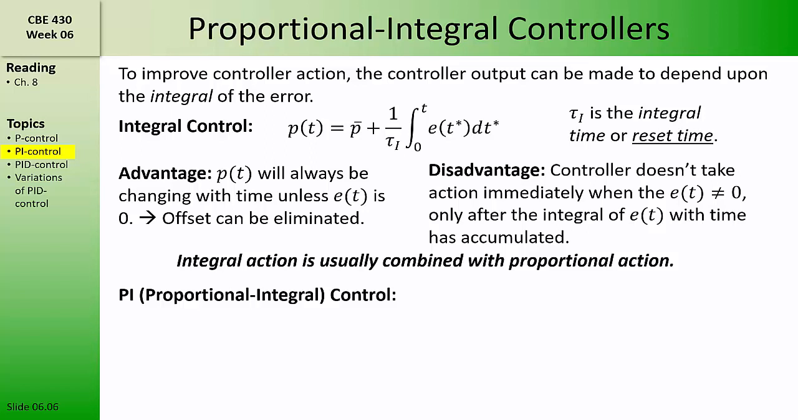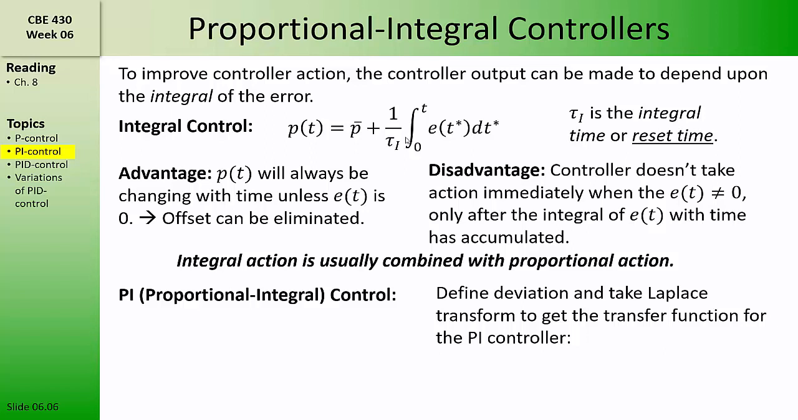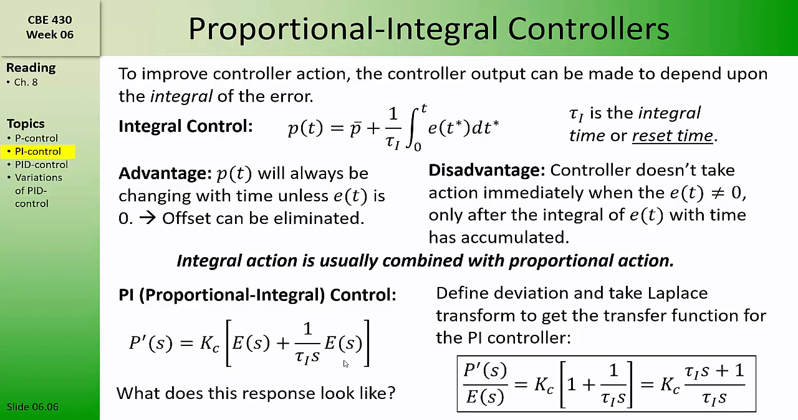We combine proportional and integral control by adding a proportional element to an integral controller in the time domain. To find out what this looks like in the Laplace domain, we'll find the transfer function for the PI controller, or the proportional integral controller. We first define deviation variables, and then we take the Laplace transform of the PI controller equation, which has a proportional component and an integral component. We then factor out the error signal and divide by the error signal to derive the transfer function relating the controller output to the error signal input. These are two equivalent forms of the transfer function for a PI controller.